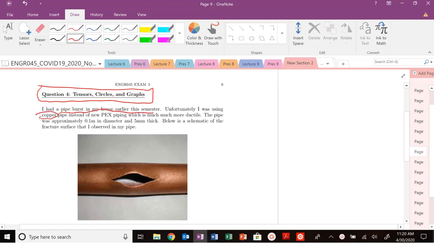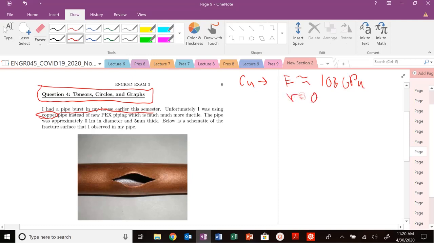I was using a copper pipe, instead of the new PEX piping, which is much more ductile. So I know that I'm using copper, so I know that's a metal. So I'm going to estimate that the Young's modulus is approximately 100 gigapascals, 100 GPa. I know my Poisson's ratio for metal is 0.3. The pipe was approximately 0.1 meters in diameter, so the radius is equal to 0.05 meter. That's my radius. And it is 5 millimeters thick. So thickness equals 5 times 10 to the minus 3 meters.